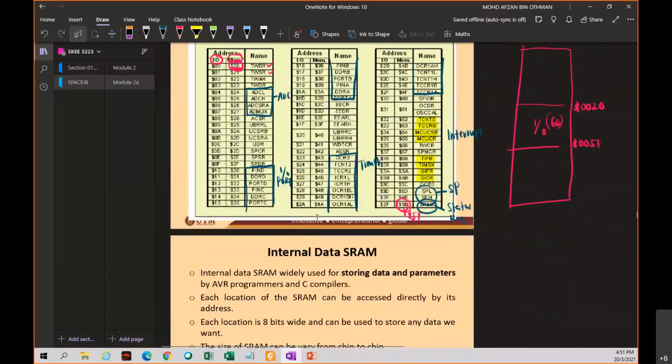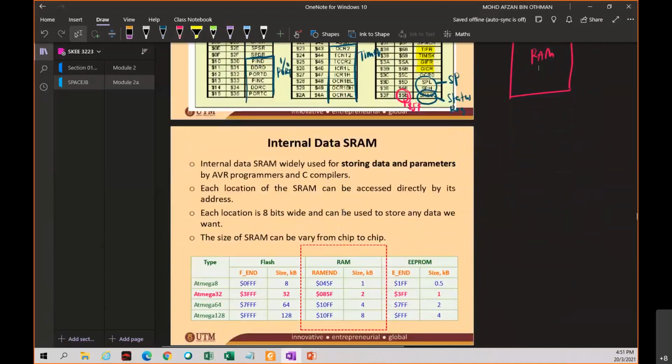Okay, next, we have already learned about the GPR, we have the I/O, and now we are going to focus on the RAM, which we call the internal data SRAM. This internal data SRAM is widely used for storing data and parameters by the AVR programmer and C compiler. So this is where we store our data. All the data will be stored inside the RAM. Earlier, the GPR is temporary data storage. RAM is also temporary data storage, but it is not used as often as the GPR.